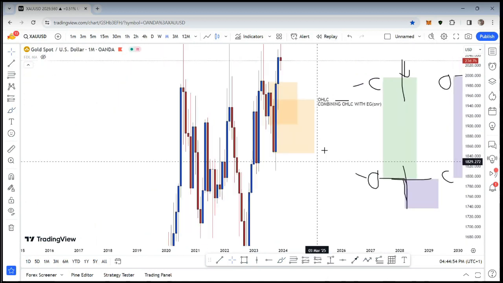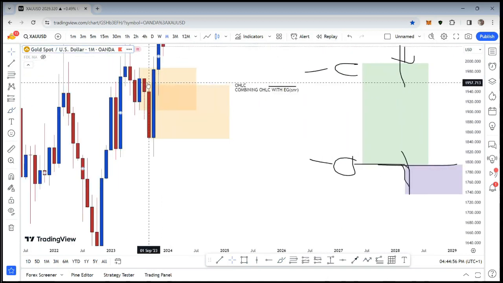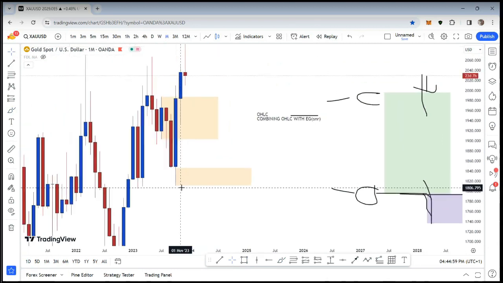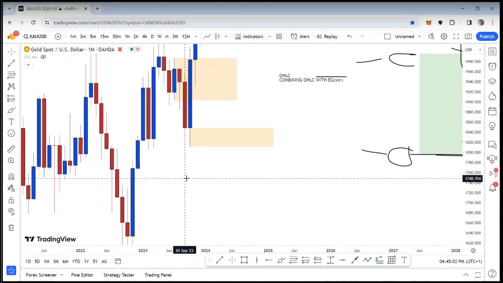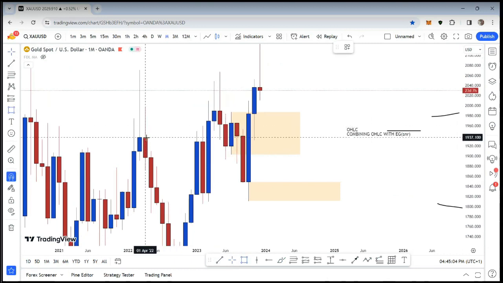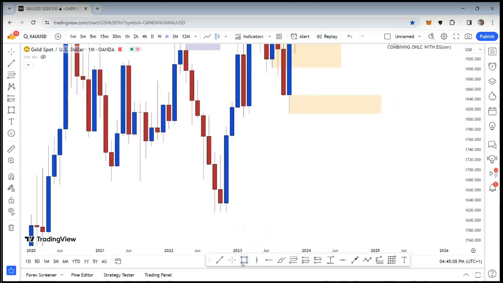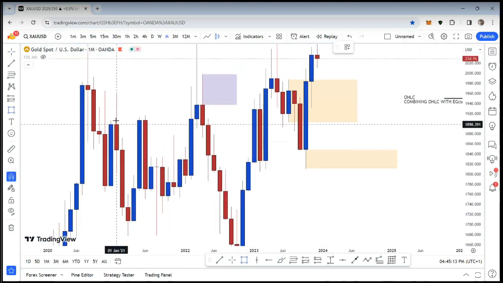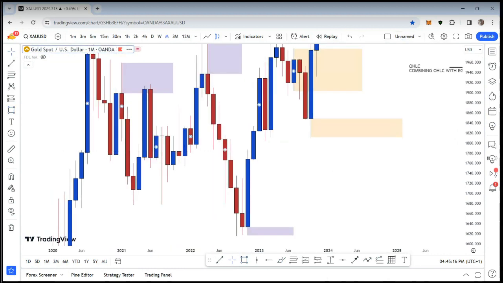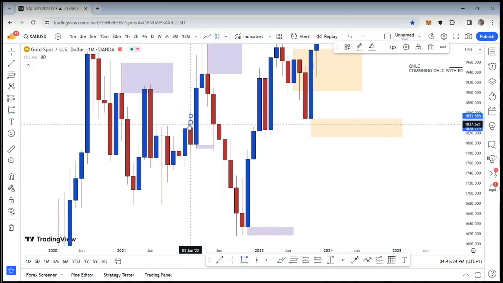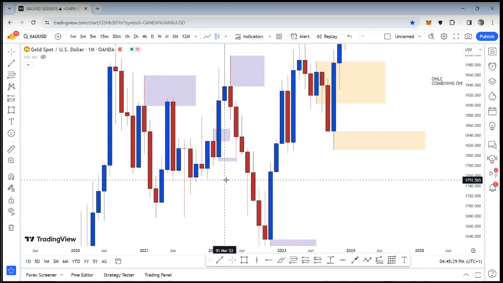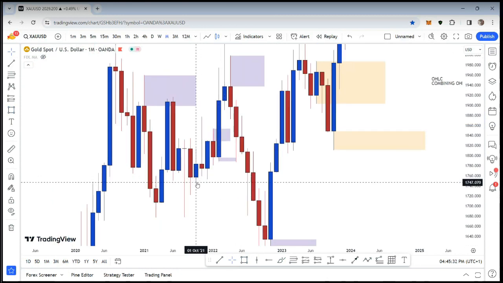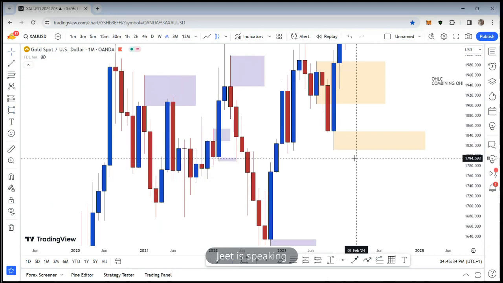Now let's quickly check an example. This is an example of what I am talking about. So this is support. This is resistance. This is support. This is resistance. This is support. This is resistance. Do you guys understand? Yes. Okay, good.